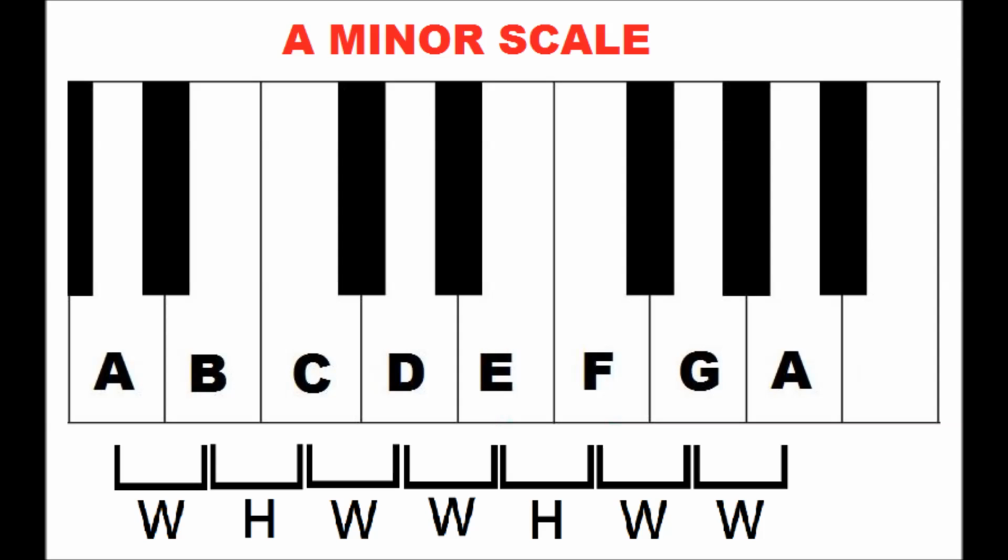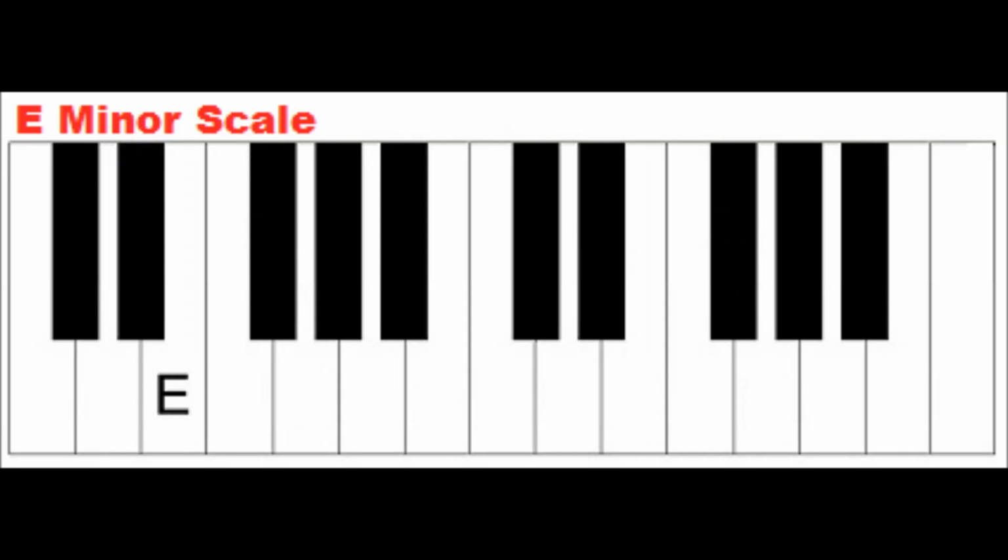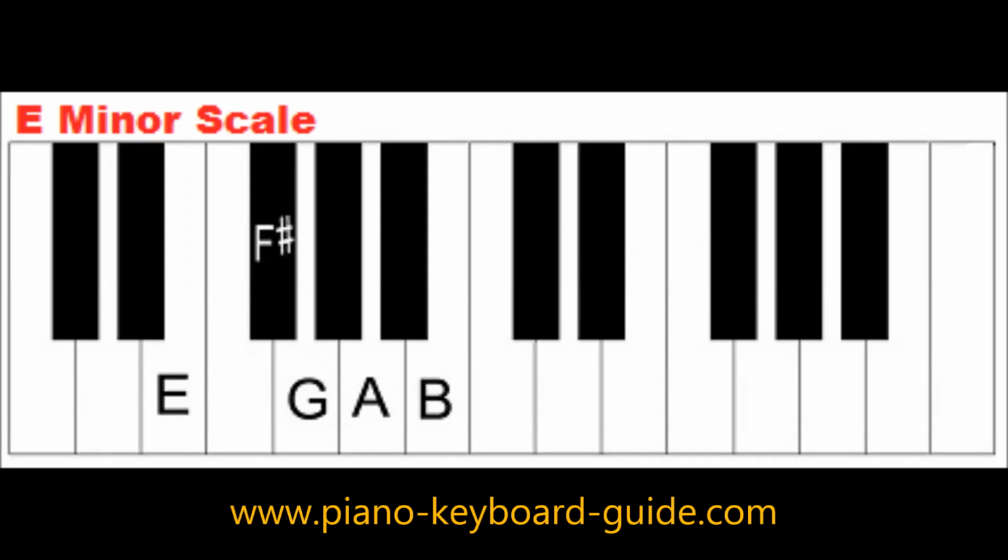Let's form another scale, an E minor scale. Starting on E, we move a whole step to F sharp. Notice how we skipped a white key. We then move a half step to G, a whole step to A, a whole step to B, a half step to C, a whole step to D, and another whole step to E.